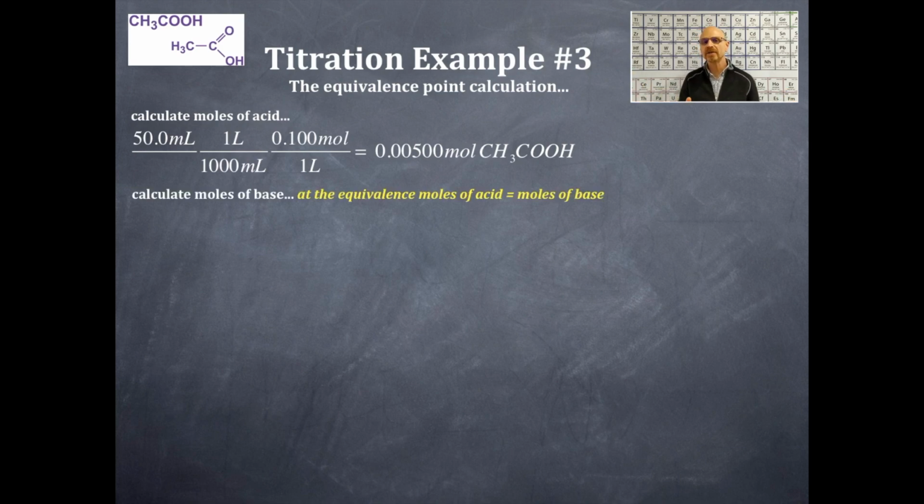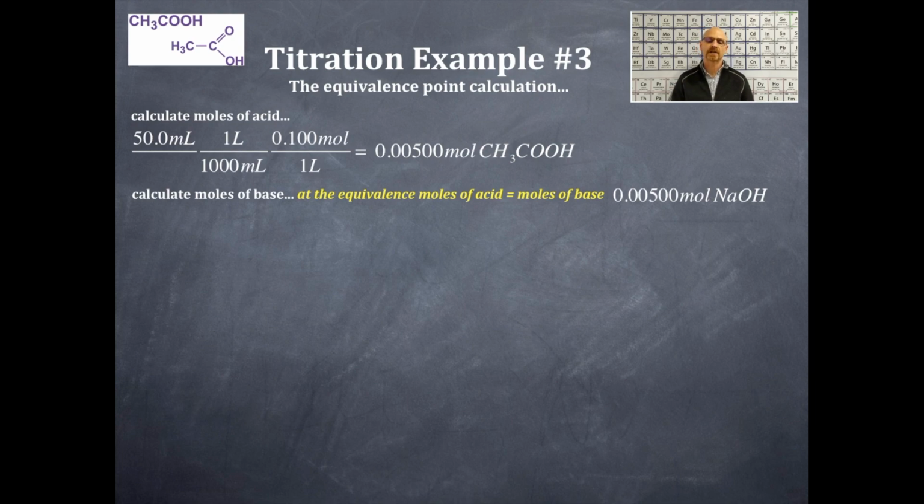Now, at the equivalence point, what's driving all this is that the moles of the acid are equal to the moles of the base. That is the definition of the equivalence point, or the end point, of the titration. Knowing that, we know the moles of the acid, and therefore we know the moles of the base necessary at the equivalence point. So the moles of the base is 0.00500 moles of sodium hydroxide.